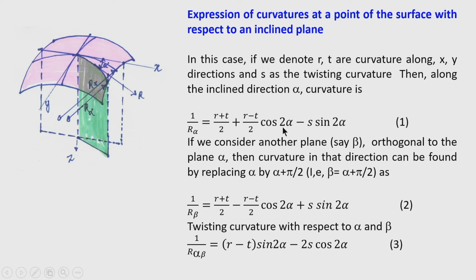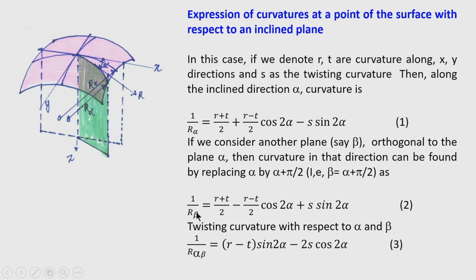Now, you can see when alpha is substituted with alpha plus pi by 2, it becomes cos 2 alpha plus pi, so cos pi plus 2 alpha, which is nothing but minus cos 2 alpha. So, this term appears with a negative sign. Similarly, sin pi plus 2 alpha also appears with a negative sign, and then here it becomes positive. So, we get this r alpha and r beta.